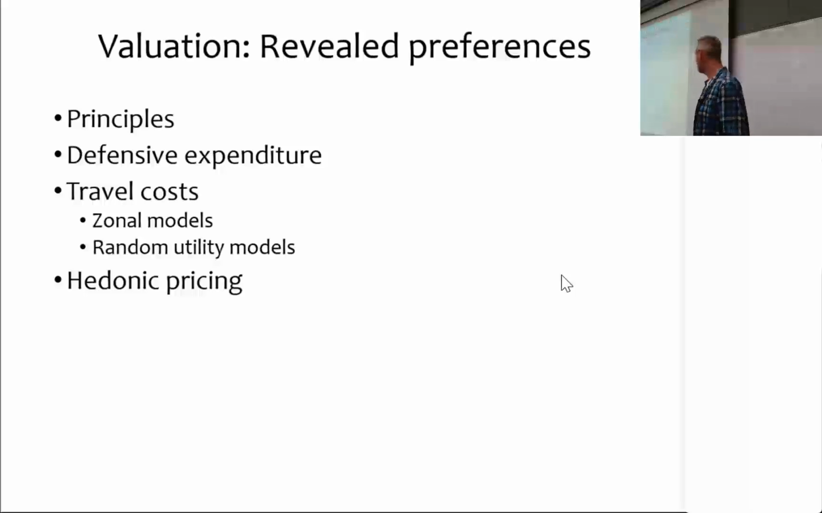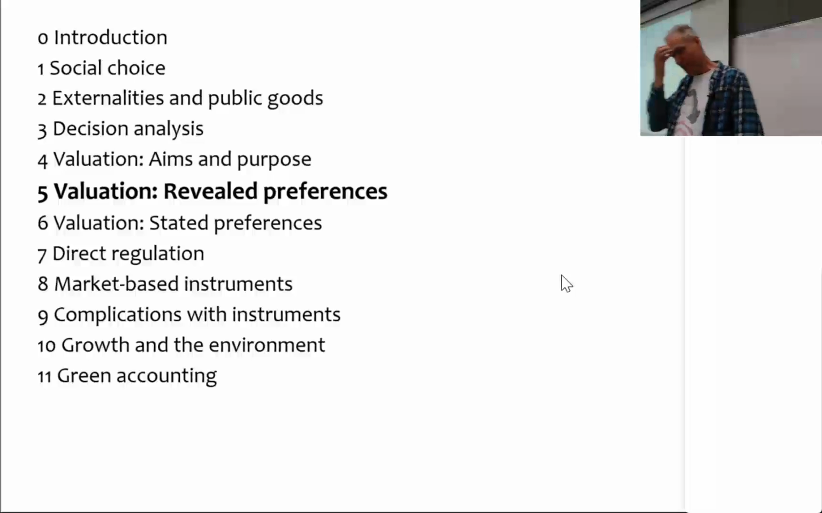Today I'm going to talk about revealed preference methods for estimating the price of stuff that is not traded on markets. I'm going to start with some principles, defensive expenditure, travel cost. I'm going to get into that, and then we're going to have a break, and I'm going to talk about more complicated travel cost methods and about hedonic pricing. We're in week 5, almost halfway through the block on monetary valuation.